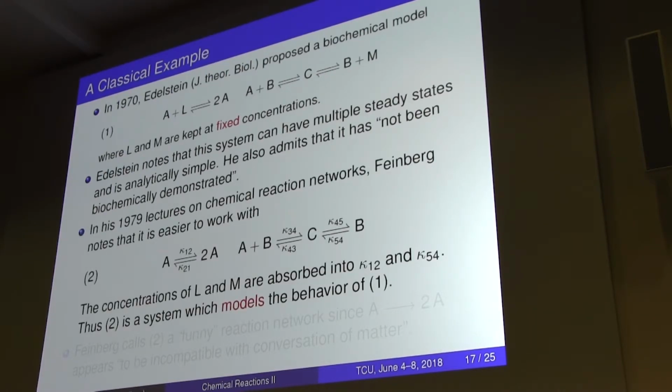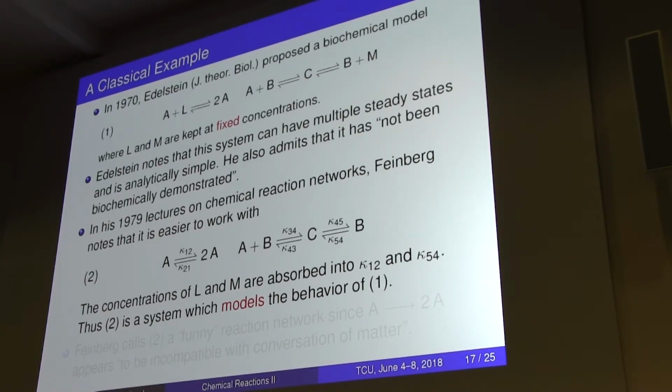Now, it turns out that in his 1979 lectures, so these lectures are online, they're really nice lectures if you want to learn more about this stuff from the point of view of the chemists working on it. This is a really nice place to start. And so what Feinberg did is he took the system and he sort of got rid of L and M, and so wrote it this way. And the question is, how do you get rid of them?